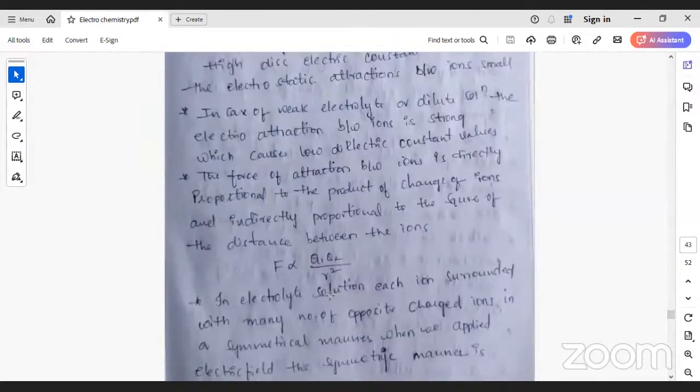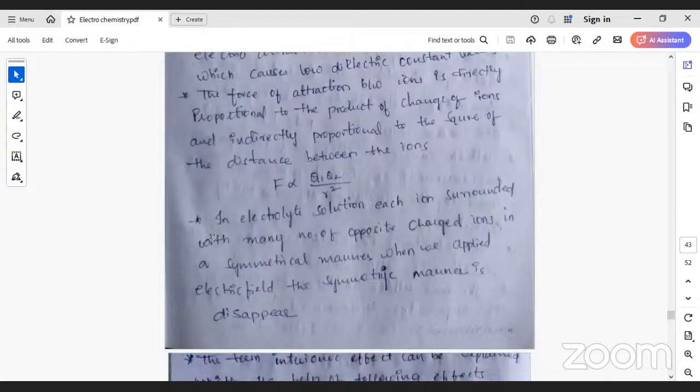From Newton's law, the force of attraction between the ions is directly proportional to the product of the charges, and inversely proportional to the square of the distance between them. As the force of attraction, F is directly proportional to Q1 into Q2 by R square.